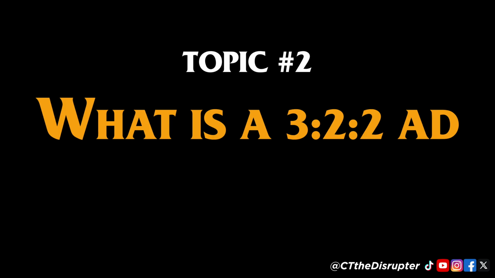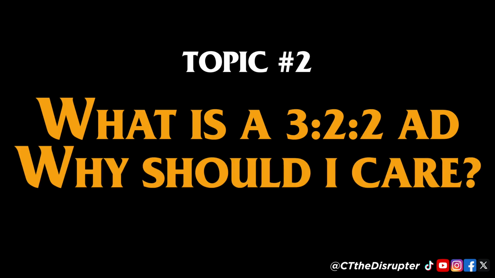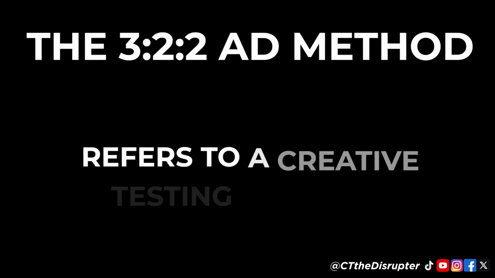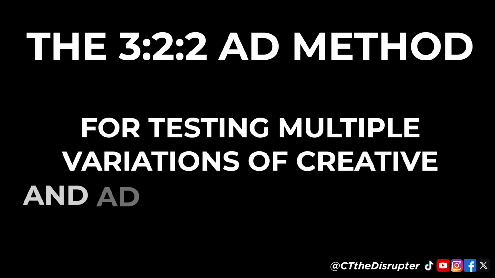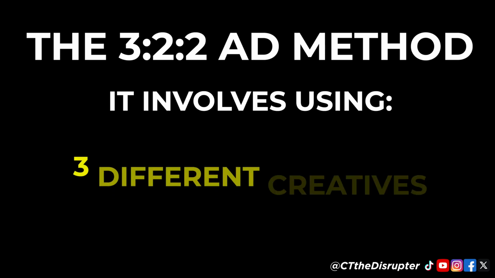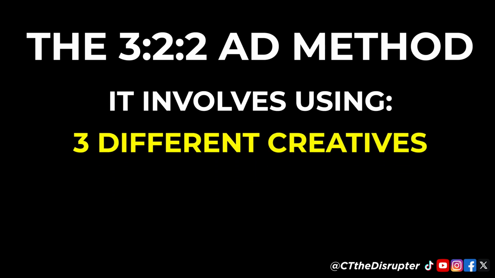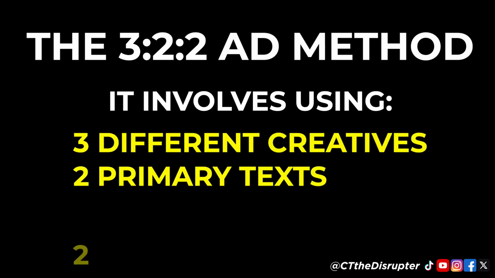So let's get down to brass tacks. What is a 322 ad and why should I care? Well, let's get to it. The 322 ad method refers to a creative testing strategy for testing multiple variations of creative and ad copy and headlines. It involves using 3 different creatives, 2 primary texts, and 2 headlines.